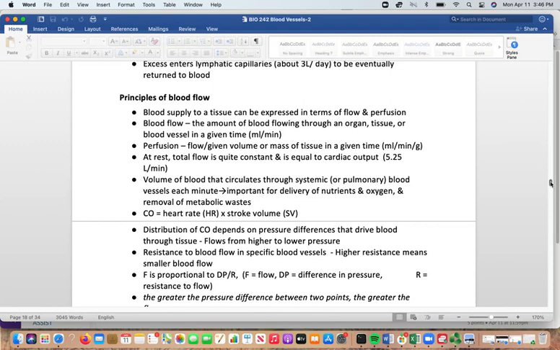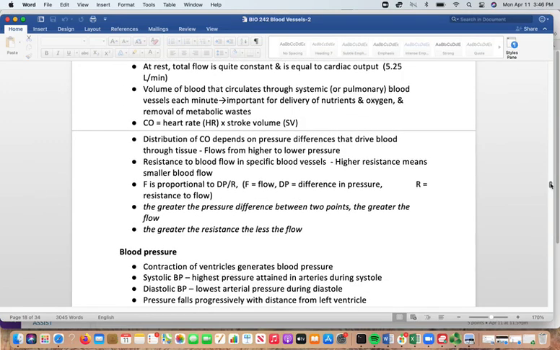The distribution of where that cardiac output ends up depends on the pressure differences that drive blood through the tissue. It's going to go from the area of higher pressure to lower pressure. The resistance to blood flow in specific vessels will also influence this. Higher resistance is going to mean smaller blood flow. So the flow is proportional to the difference in pressure divided by the resistance. The greater the pressure difference between 2 points, the greater the flow. The greater the resistance, the less the flow.